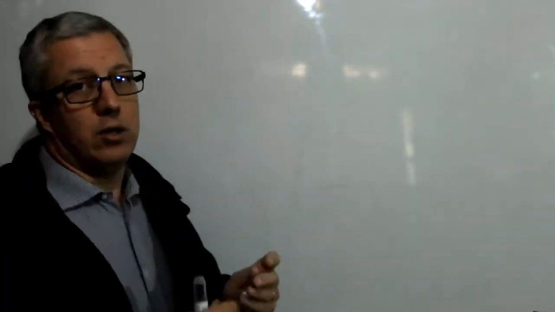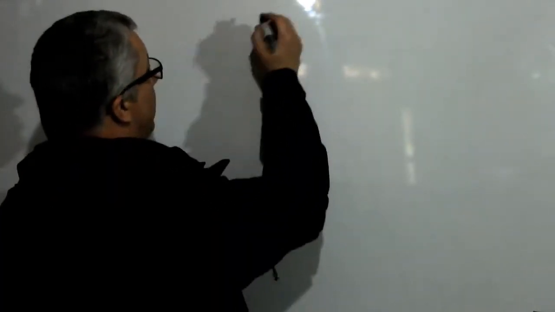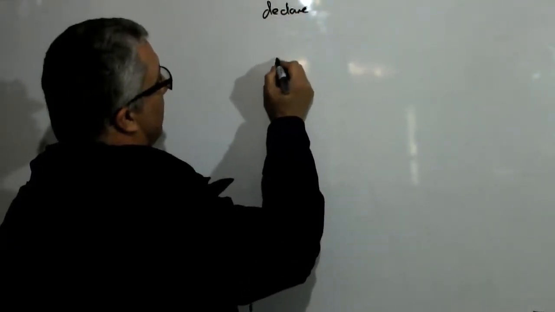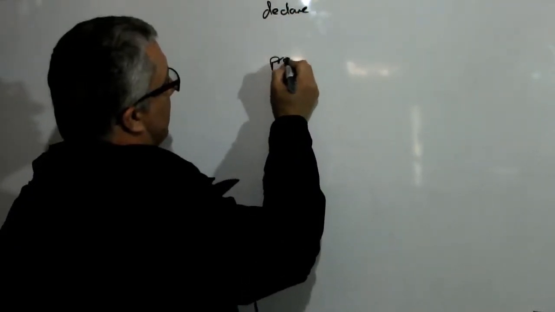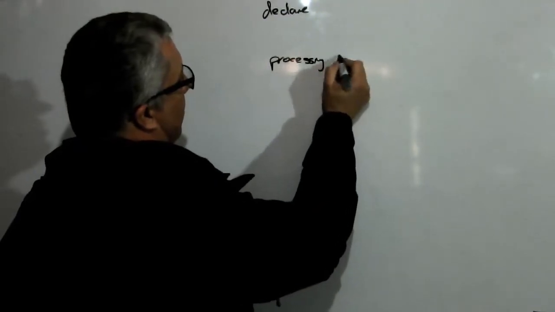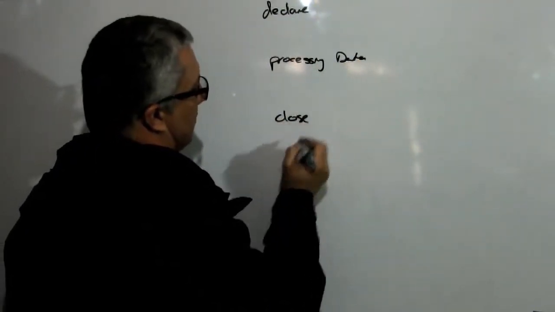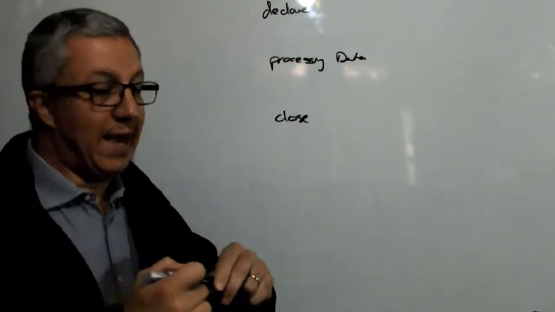So a cursor consists of three parts. The first part is I have to declare it. The second part is I am processing the data. And the third part is I need to close it. Okay, I need to get rid of it.